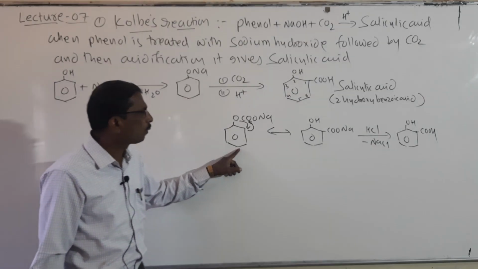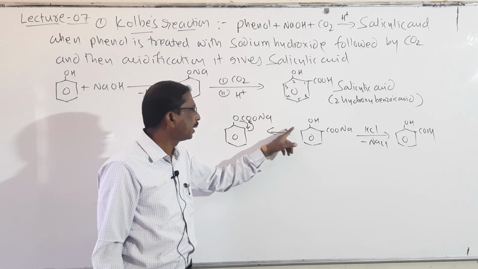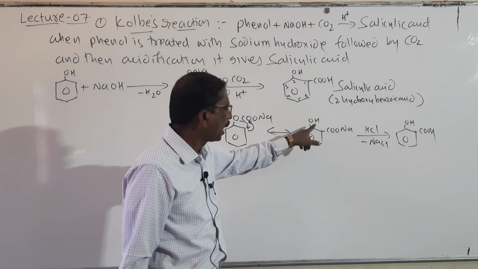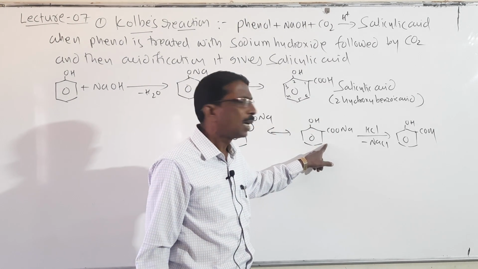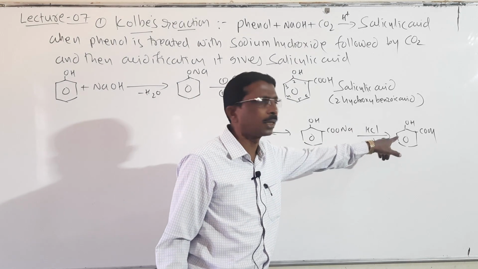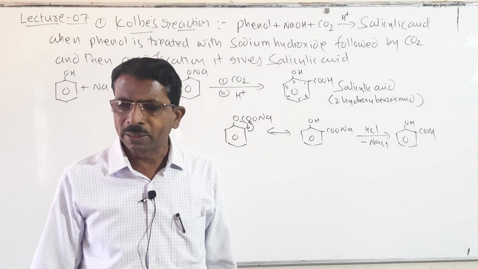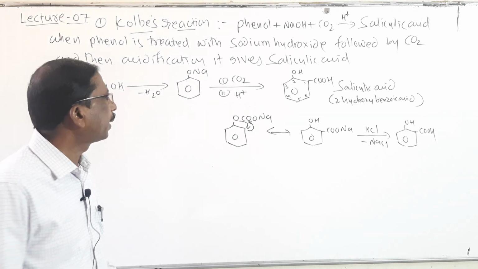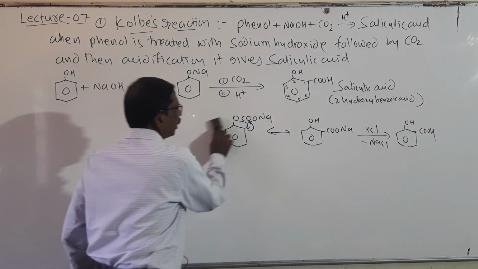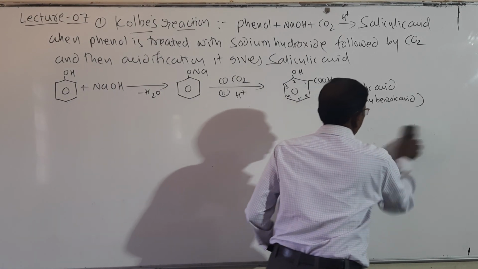So here it forms OCOONa, and then rearrangement takes place and it forms sodium salicylate, and this sodium salicylate on acidification gives salicylic acid. This is the reaction mechanism, but you have to write this much only. So this is called Kolbe's reaction.